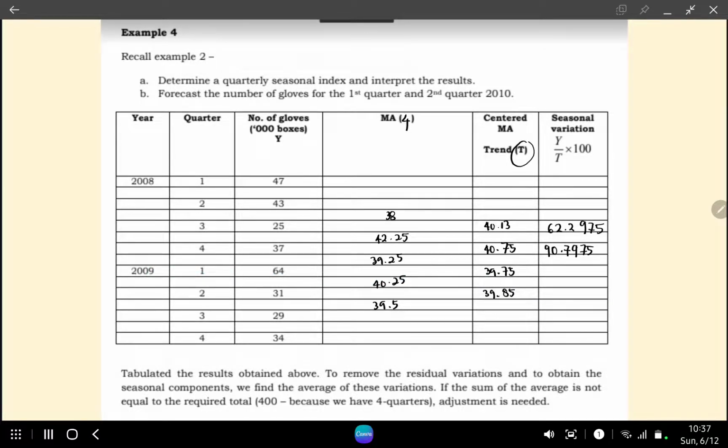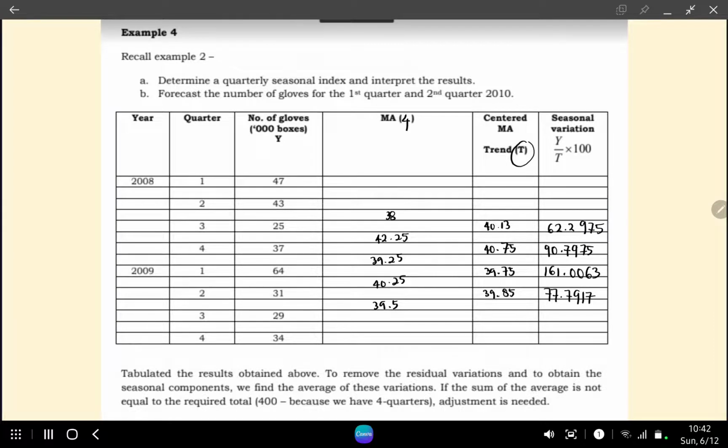The third one is the calculation of seasonal variation for quarter 1 of 2009. The value of Y is 64, divided by 39.75, multiply with 100. Okay, 161.0063. And then the last one is 31 divided by 39.85, multiply with 100. So the answer is 77.7917.